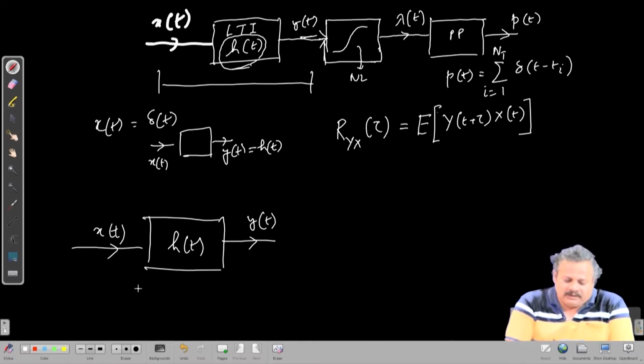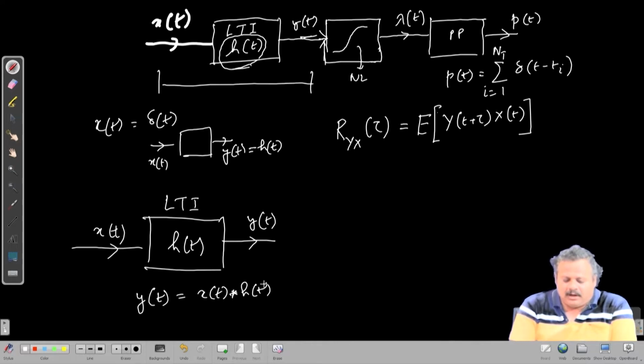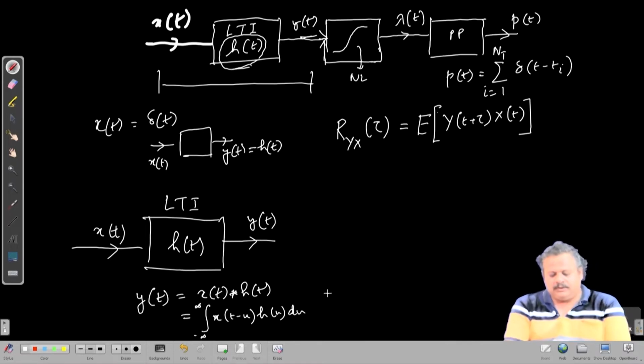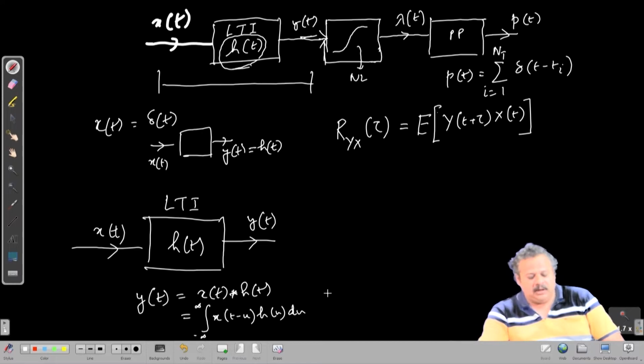And from this being a linear time invariant system, we also know that y(t) can be written as the convolution of x(t) and h(t). In other words, we have an integral from minus infinity to infinity of x(t minus u) h(u) du. So we have simply replaced the dummy variable tau in this case by u.